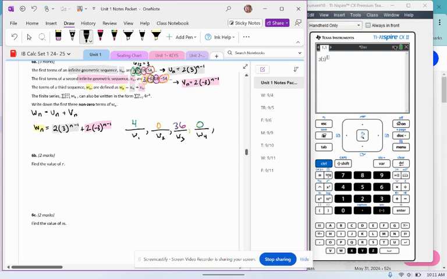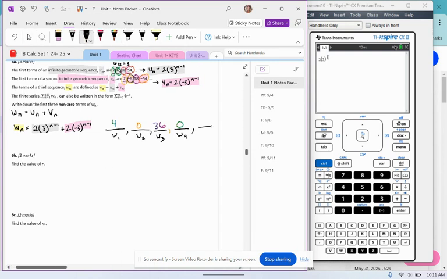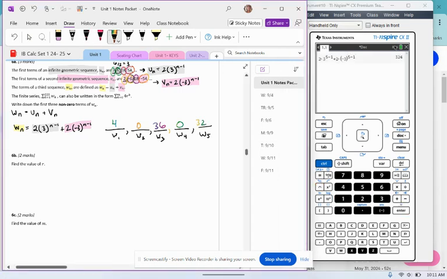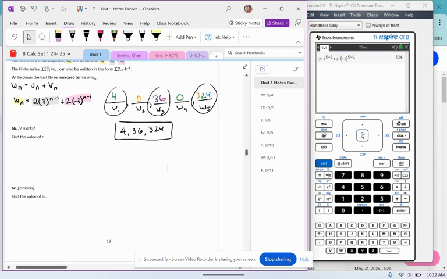Okay. I need to do this to find W5. So I'm going to do 2 times 3 to the 5 minus 1 plus 2 times negative 3 to the 5 minus 1. And I get 324. They just want the non-zero terms, so I'm going to take this one, this one, and this one. So W1, or we can just write them out like this: 4, 36, and 324. Okay, that's my answer to letter A.